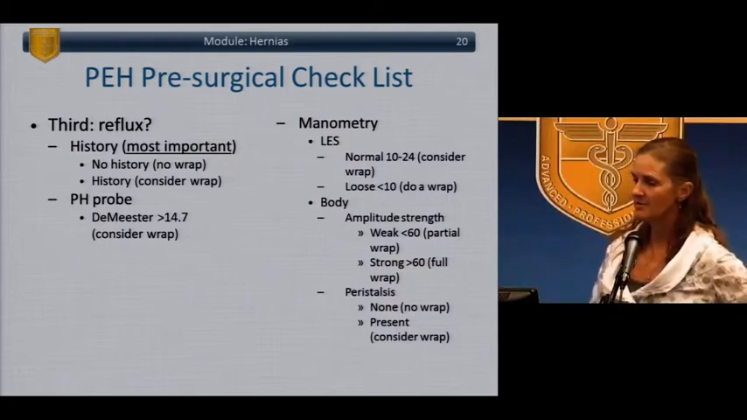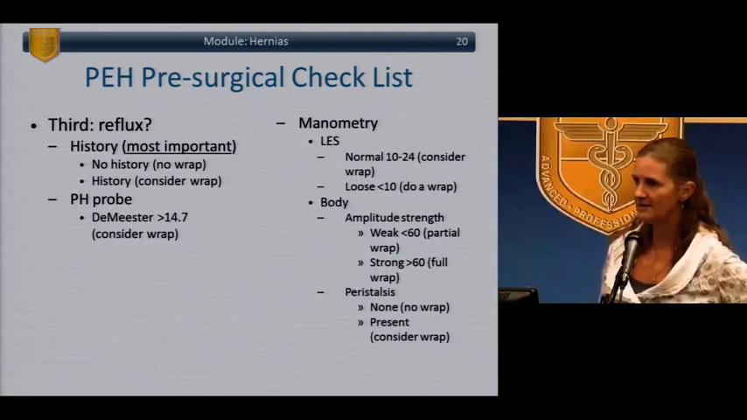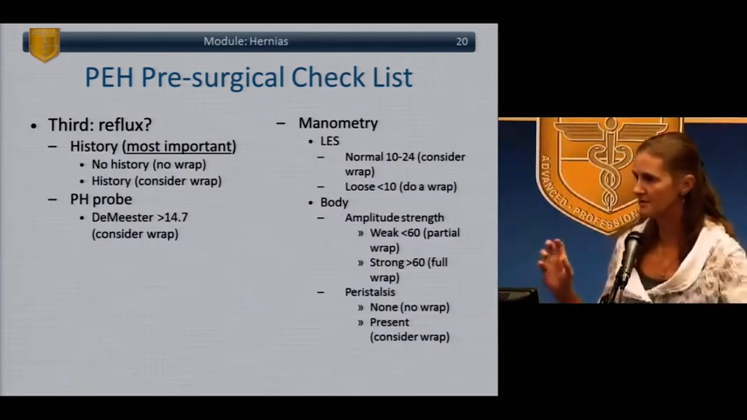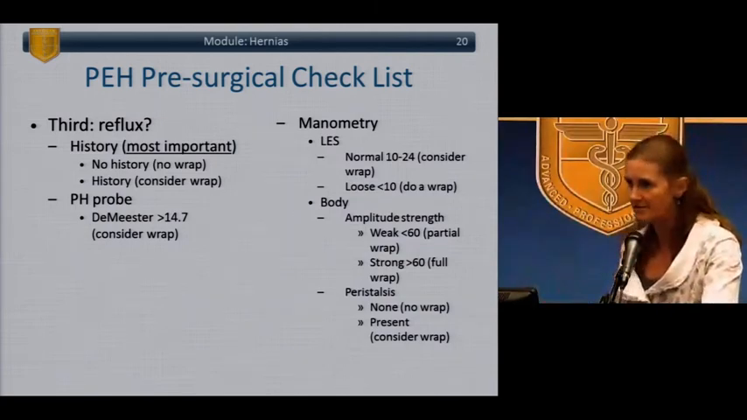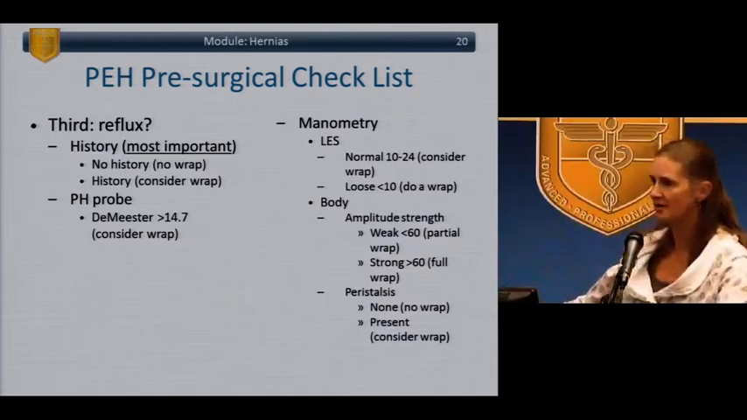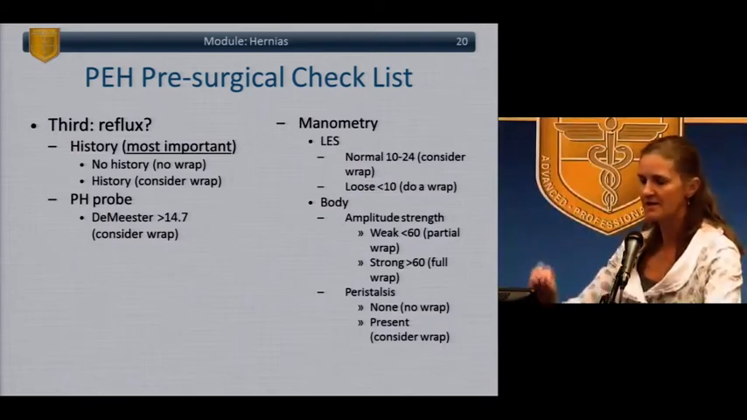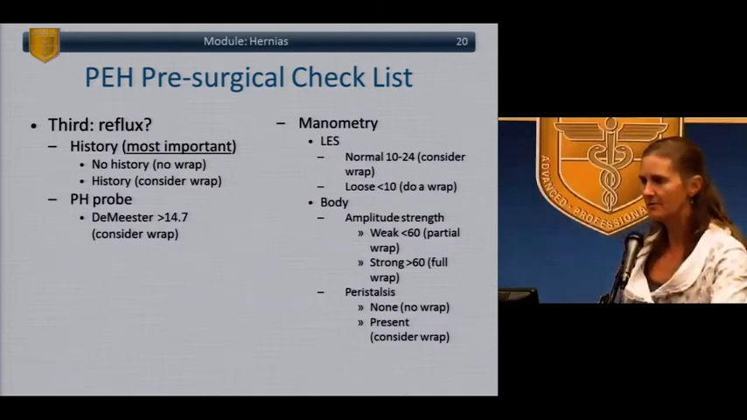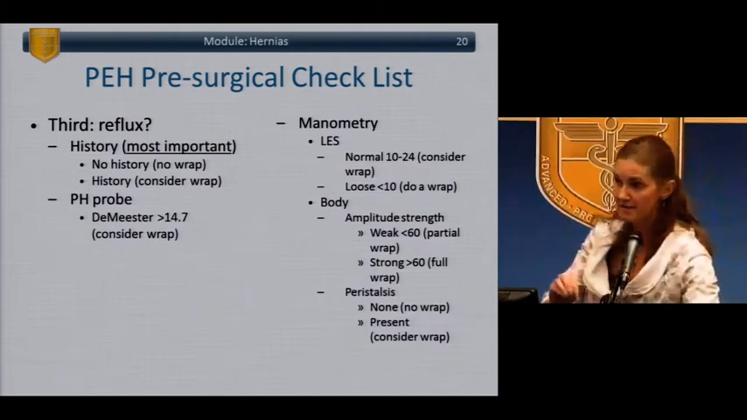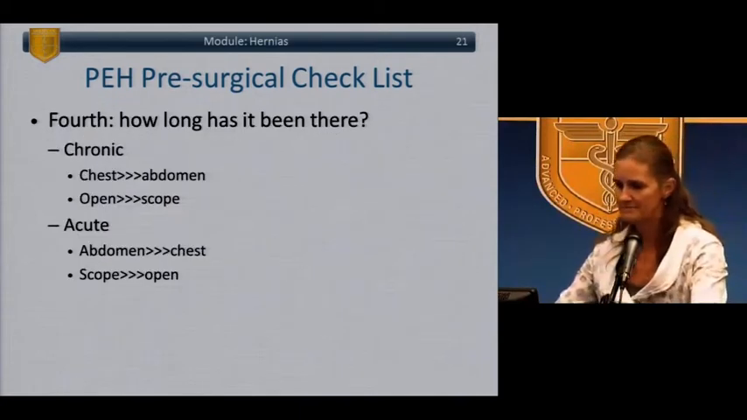Regardless, you're going to want to get a manometry, right? You want to know whether or not that esophagus is going to be strong enough to undergo a wrap. So if you're thinking about doing a wrap, get a manometry. If you definitely know you're not going to do a wrap, then you don't need to get a manometry study. But in patients who are presented with any degree of heartburn or typical or atypical symptoms, get manometry because you're probably going to wrap those patients.